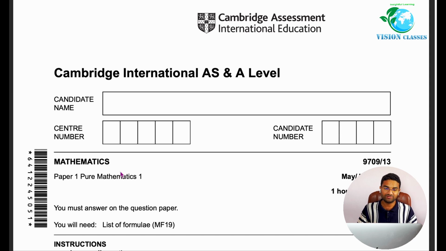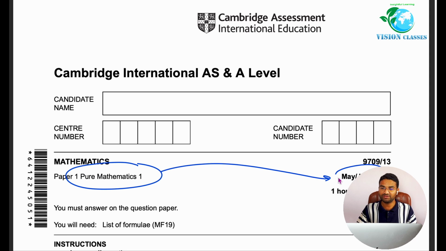So today we have to discuss one of the AS level questions from Pure Mathematics 1, May June 2021.